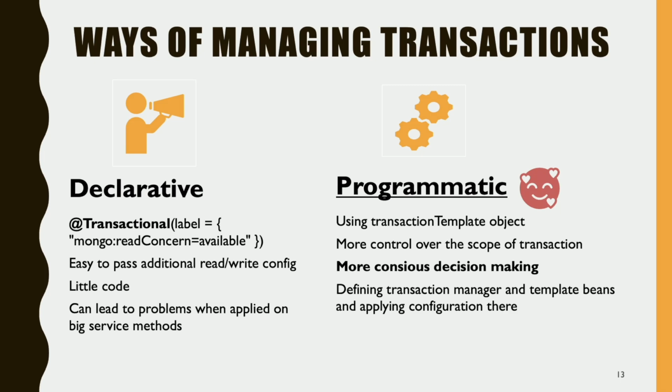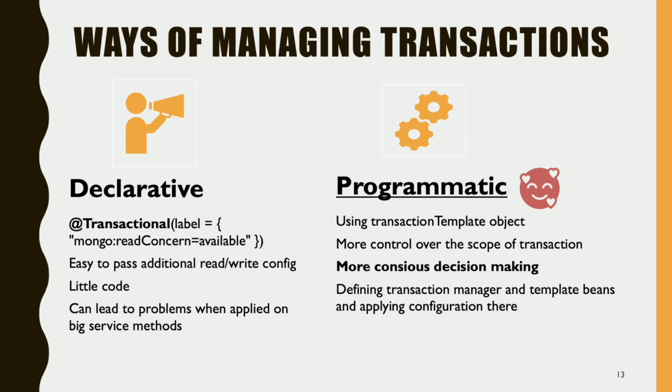There are two ways of creating transactions in Spring Boot. I think for all of the databases it's a similar way. So there's the well-known declarative way of the transactional annotation. We can also easily pass some additional config to our transaction here. So we can, for example, define read concern and other things. So it's little code, it's not invasive, nothing is impacting our existing logic, let's say. We're just putting something on top of the method. And it looks quite neat, maybe.